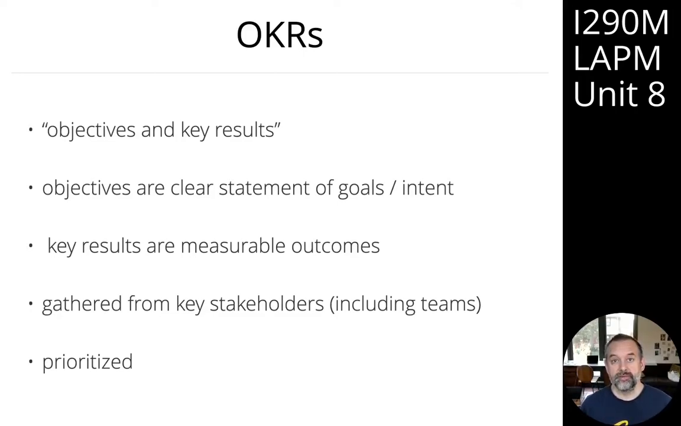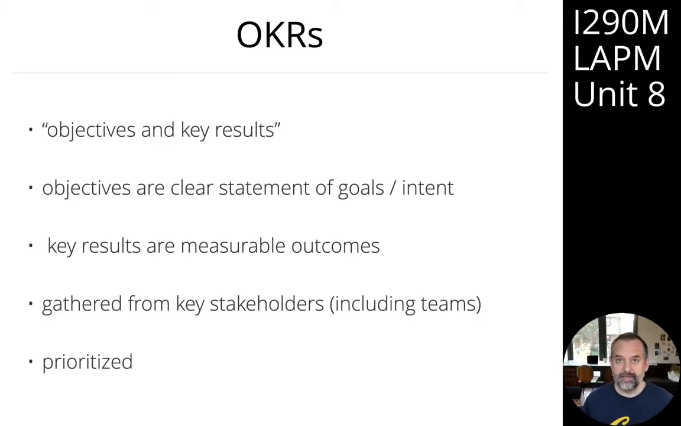In this module, I'm going to talk about some of the implementation details of how you actually implement organizational change. In Unit 4 on release planning, we discussed OKRs. So briefly to summarize, OKR stands for Objectives and Key Results, where objectives are a clear statement of your goals, your intent, and the key results are the measurable outcomes, which are the necessary and sufficient conditions of your objectives being met. You gather OKRs from your key stakeholders, including your teams, and then you prioritize them.